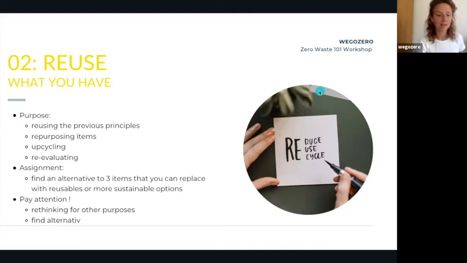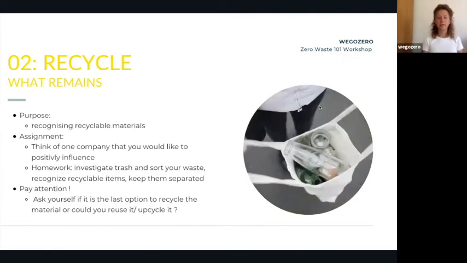All right. Yeah, again, pay attention. So try to rethink items for other purposes and find some alternatives. Let's go to the next slide. The 4th principle is recycling. So if we have refused, if we have reduced, and if we have reused, the only thing that should remain is recyclable materials and organic waste.